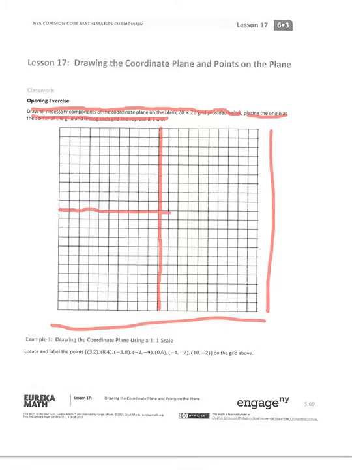I think I'm pretty close. And when they say that each grid line represents one unit, that means that each of these is 1, 2, 3, 4. Each of them is one unit.